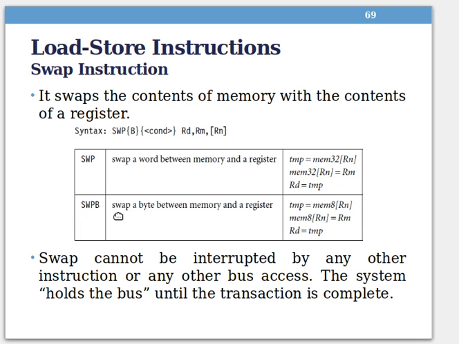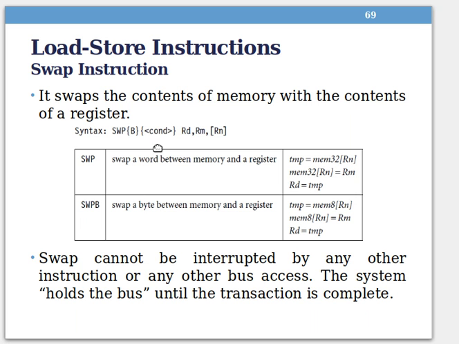On the swap instruction. Again, it comes as a part of the load and store instruction. As the meaning states, swapping is nothing but moving the contents of the memory with the contents of a register. You can see the syntax here, it is SWP, and in the bracket there is B, meaning to say that there are two types for this. One is swapping a word, another one is swapping a byte.